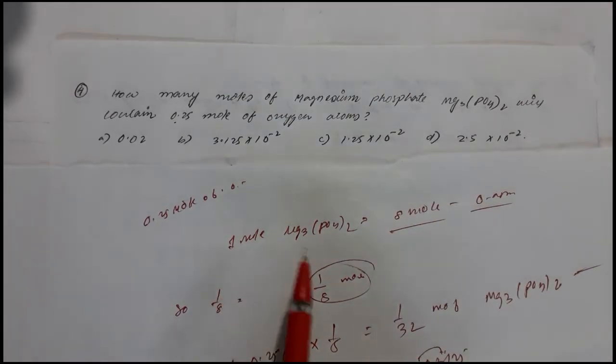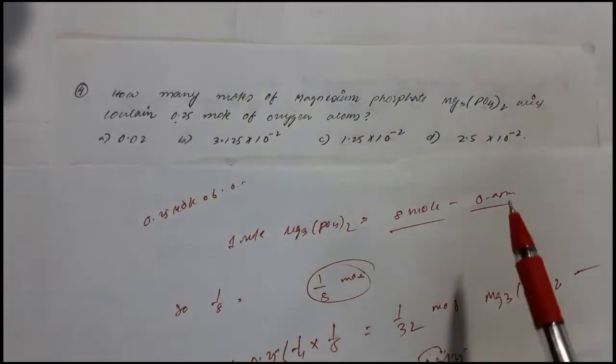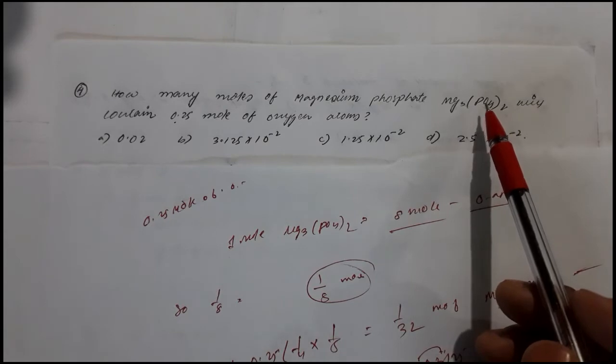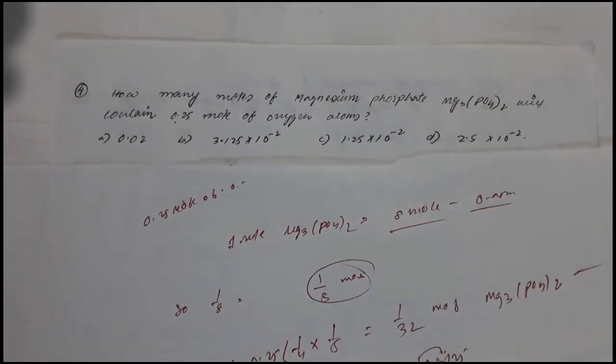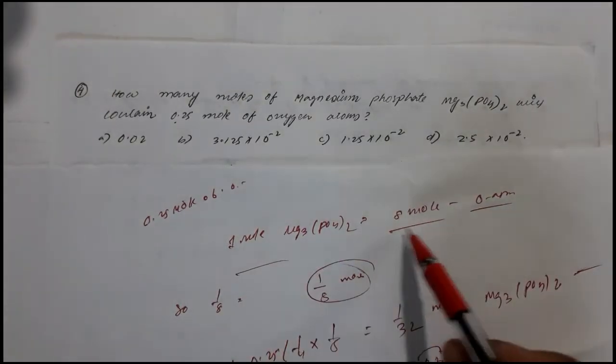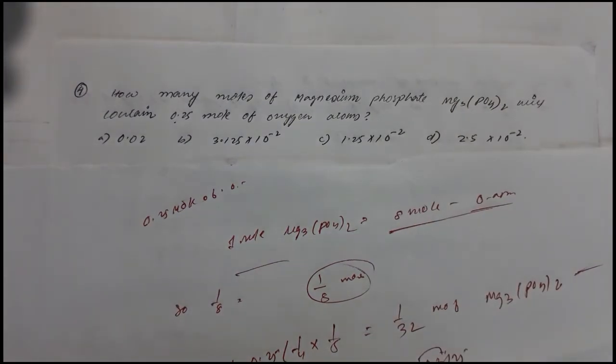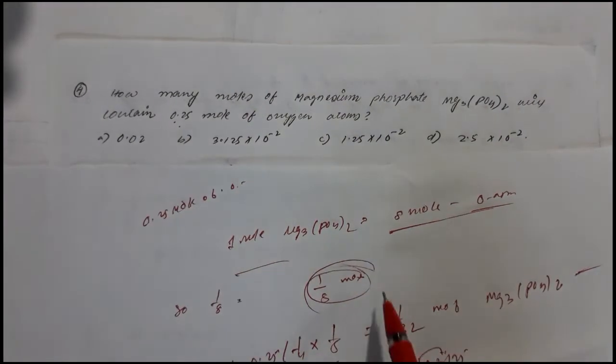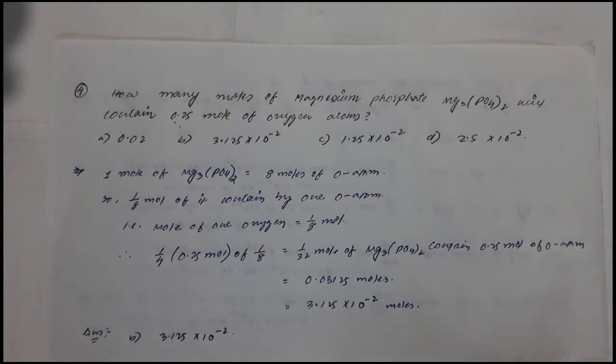Look at the question very carefully. It says that we require this much mole of oxygen atoms. How many moles of magnesium phosphate will contain it? 1 mole of magnesium phosphate equals 8 mole of oxygen atoms, so mole of 1 oxygen atom equals 1/8 mole. This much comes from 1/8 mole, so it equals 1/32. I've solved the question for you, you can have a look here or take a screenshot of this also. Okay, go very carefully.